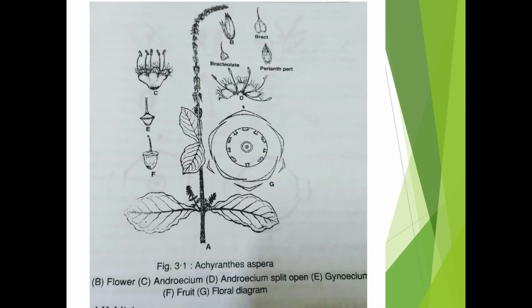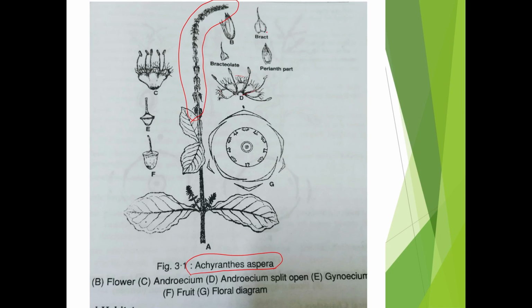One of the common representatives of this particular family is Achyranthes aspera, which grows wild. You can see this plant on the roadside during the summer season. Here you can see the opposite leaves and the terminal spike, which is the inflorescence, and these are the sessile flowers that have a perianth. You can see the perianth. These are the stamens, which are united at the base, and all united with the perianth.